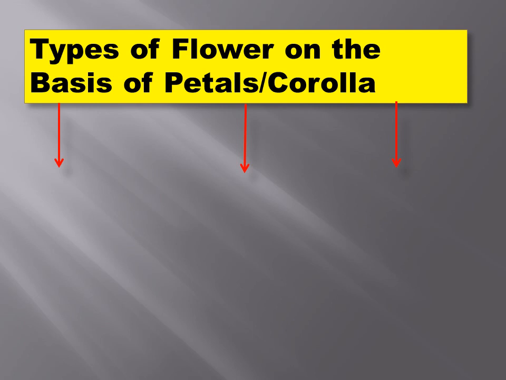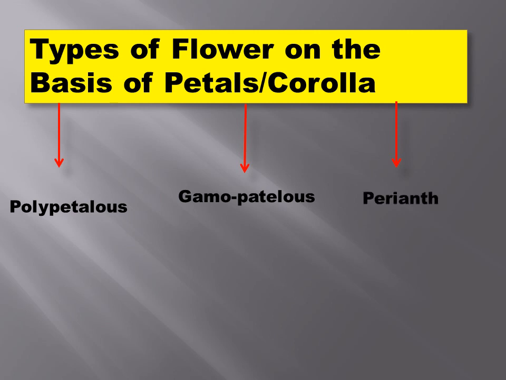Flowers can also be divided on the basis of petals or corolla. It may be polypetalous, it may be gamopetalous, or it is called the perianth. If the petals are free, it is called the polypetalous, and if the petals are fused together, it is known as the gamopetalous.